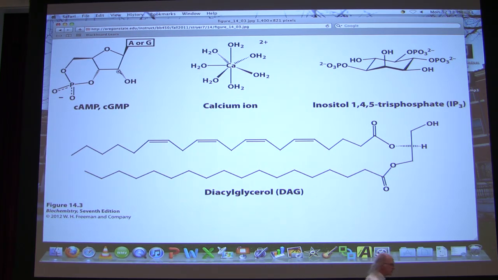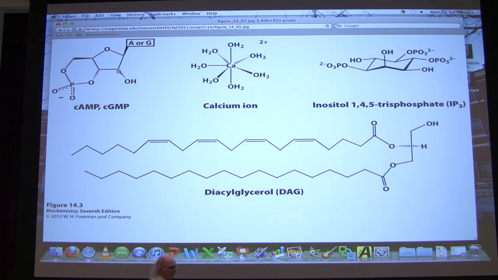Now, second messengers, in general, are very small molecules. Okay? Second messengers are not proteins. Okay? Second messengers, one we'll talk about a lot is cyclic AMP. Next term, we'll talk briefly about cyclic GMP, because cyclic GMP plays a very important role in our vision. Cyclic AMP is a much more generic second messenger. It occurs in a lot of cells and is used for a lot of signaling purposes.